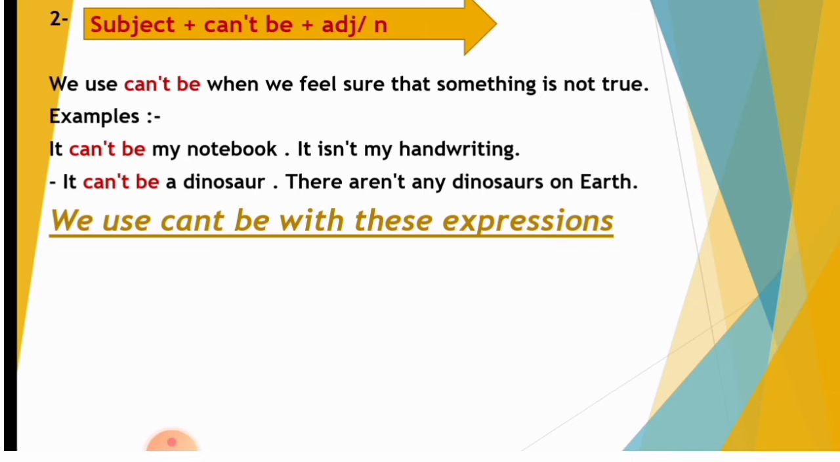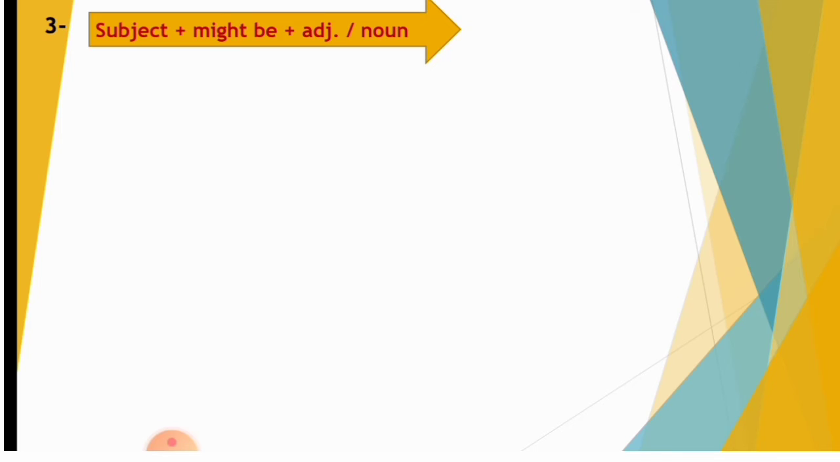We have some expressions that are equal in meaning to can't be. We use can't be with these expressions: I'm sure not, I'm certain not. Let's see number 3. We have to use subject, might be, plus adjective or noun. And we can use might followed by infinitive.